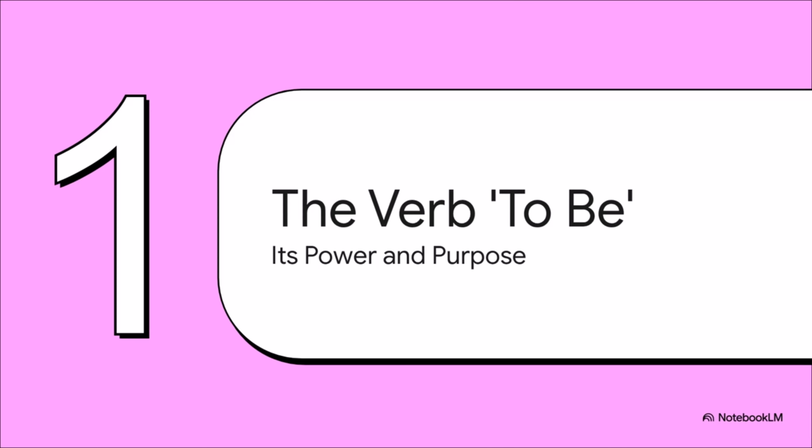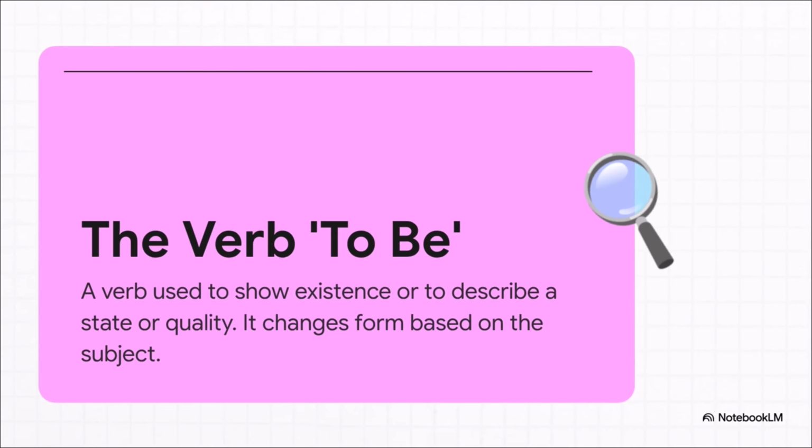Okay, so we've seen it in action. Now it's time to pull back the curtain and really understand what the verb to be actually is and why it's so darn powerful. To put it simply, to be is all about describing things. A state like I am tired, or a quality like the sky is blue. But here's the crucial part. It's a bit of a chameleon. It actually changes its form depending on who or what you're talking about.